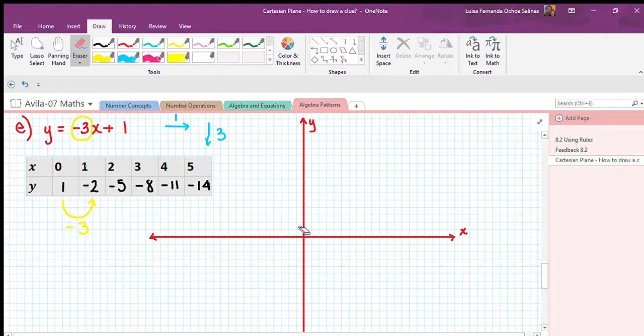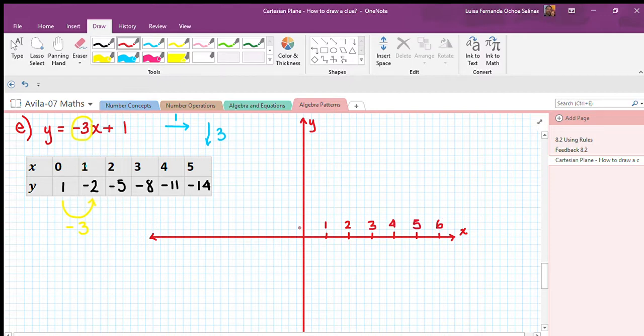In y I'm going to use that each square represents 1. But for x I'm going to use 3 squares are 1. 3 squares are 1. So this is 1, 2, 3, 4, 5, 6.